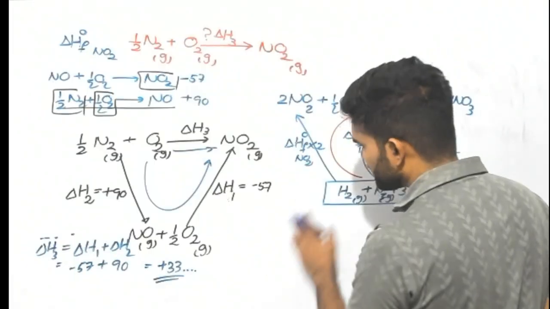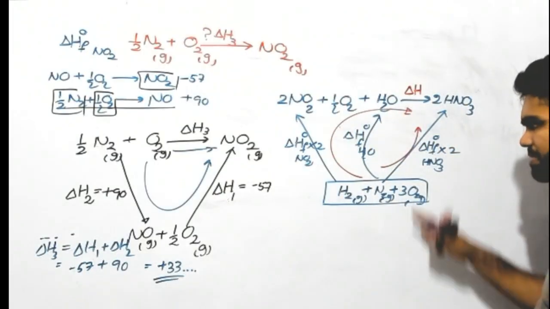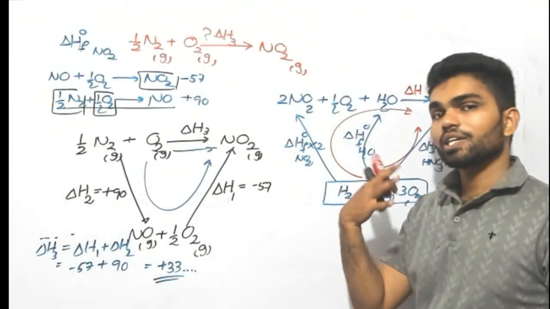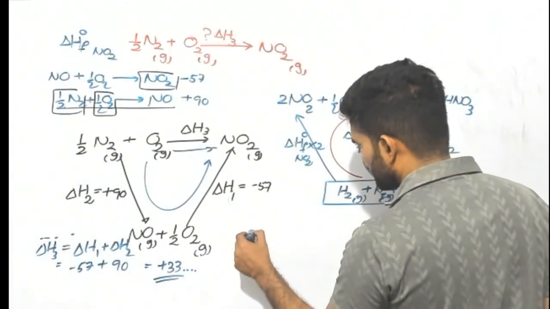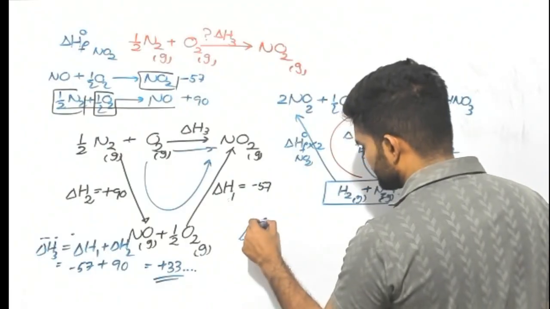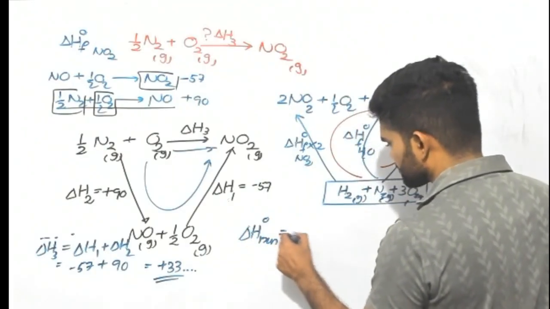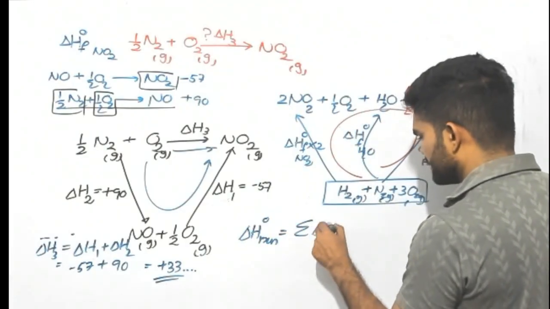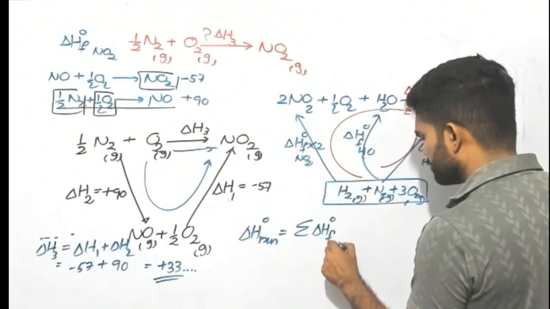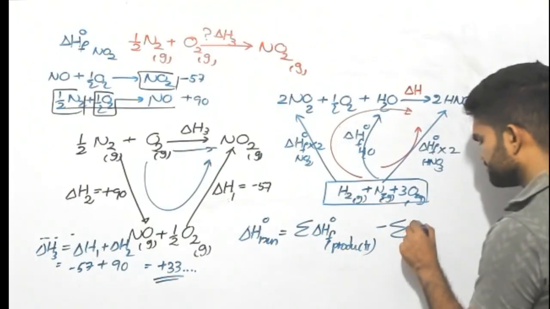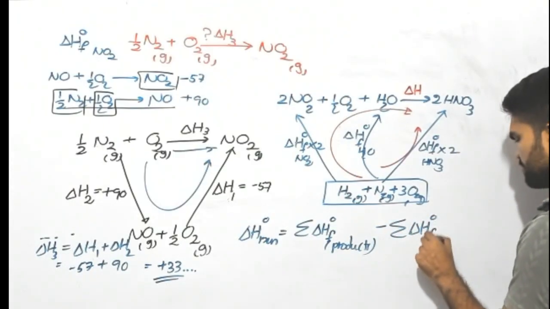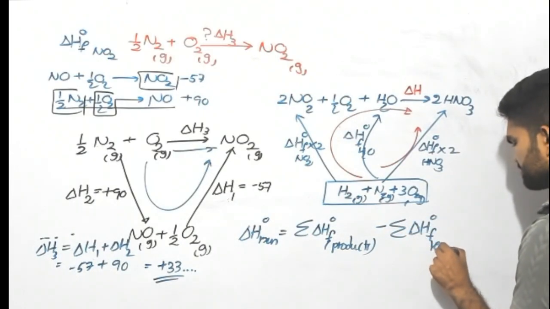Here there's no method specified in this question, so you can try that one using the equation method also. Delta H naught reaction equals sigma delta H naught formation of products minus sigma delta H naught formation of reactants.